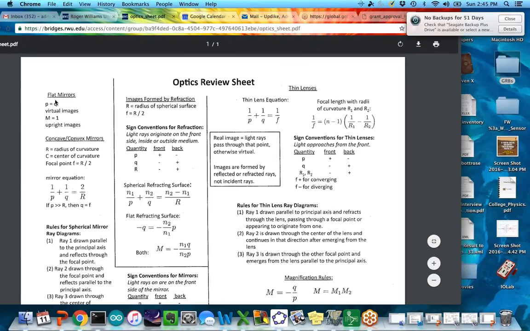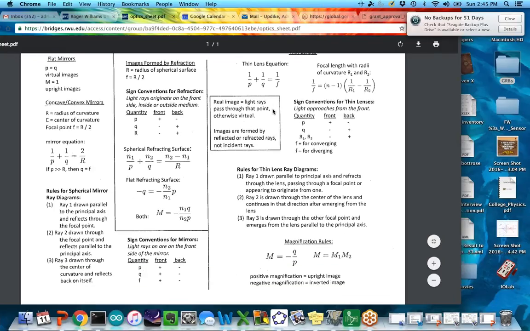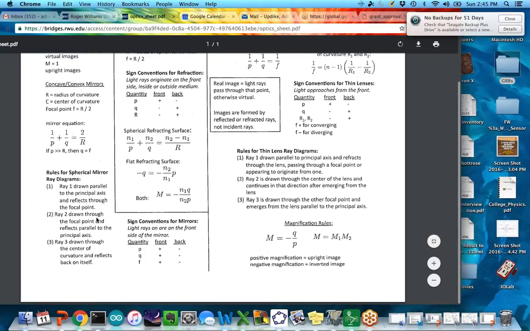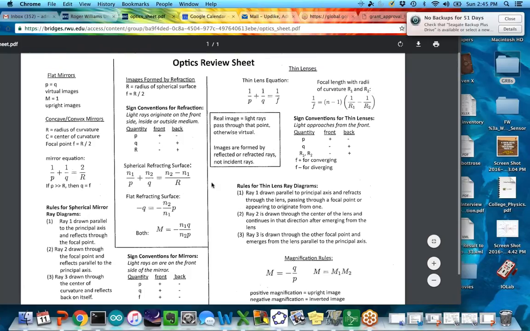All right, so on here, we did flat mirrors, we did concave and convex mirrors. This is the same equation I gave you guys over here. It's just that 2 over r is the same thing as 1 over f, or 2 over c is the same thing as 1 over f. So these are actually the same equation. These are your rule for mirrors, and these are your rules for lenses. This is your r over 2. That's the same thing we have over here.